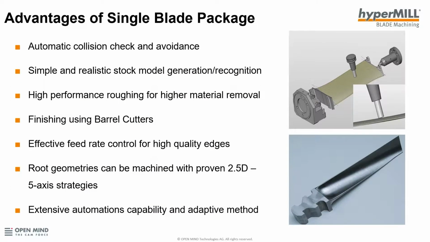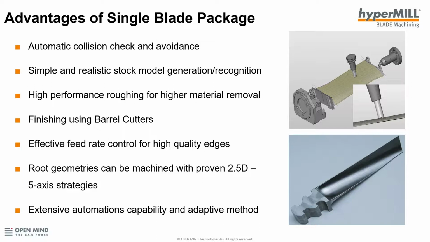Okay, so what are some very specific advantages of this single blade package that we have to offer? With this package, you can do collision-free toolpath for all different axis toolpath. A realistic stock model recognition from the previous operation is very much possible. And this eliminates all the unwanted toolpath movements and also leads to reduction in machine time.